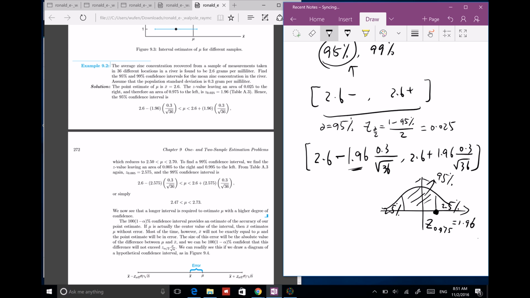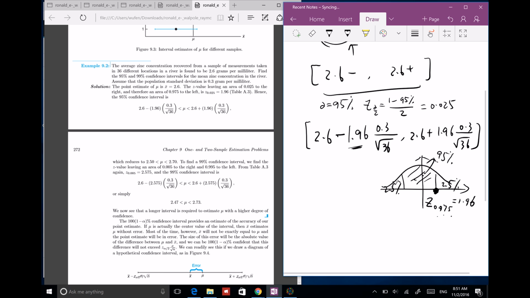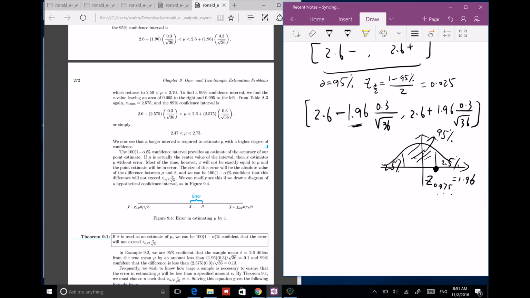If you graph a picture, the middle is 95%, each side is 2.5%. You're looking for this point. You have to add those two together, right? Given this point, you have to add the left side. So it's going to be 0.975, which equals 1.96. Once you graph the picture, it's very simple for you to find it.